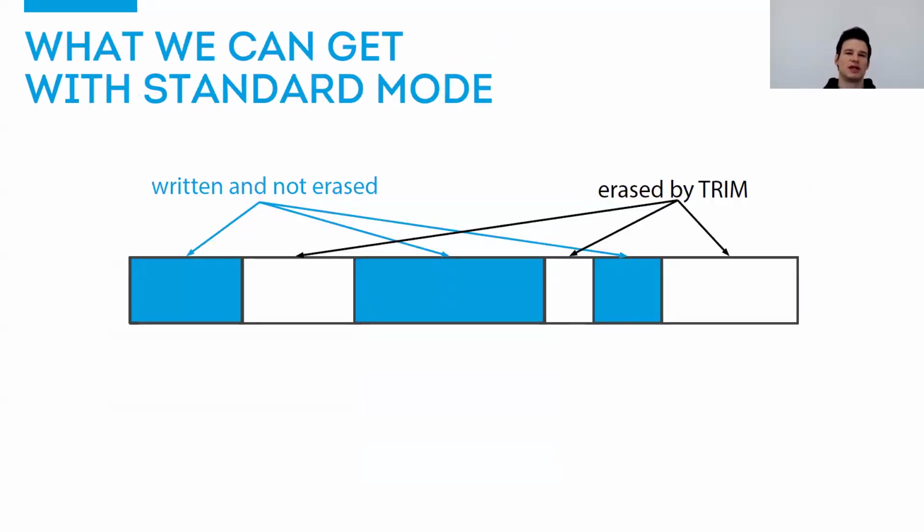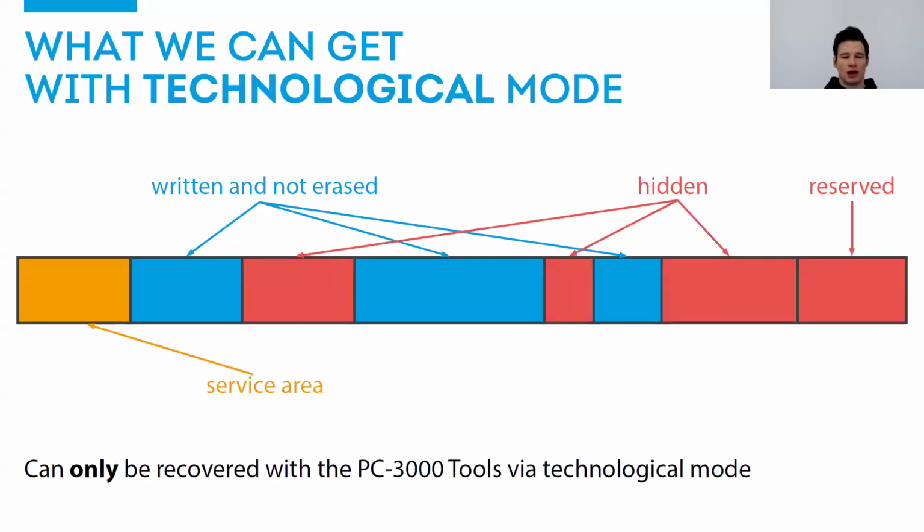So what can we get with the standard mode? The blue areas are written and not erased, and the white areas are erased by trim. In order to get access to this erased data, to this hidden area, we need to work with the service area. We need to work with the different versions of the translator and make the SSD remember the data that has been removed, that has been deleted. And of course, working with the service area can only be done with the PC3000 tools. And recovery of the hidden data and the hidden area can only be done with the help of the technological mode.